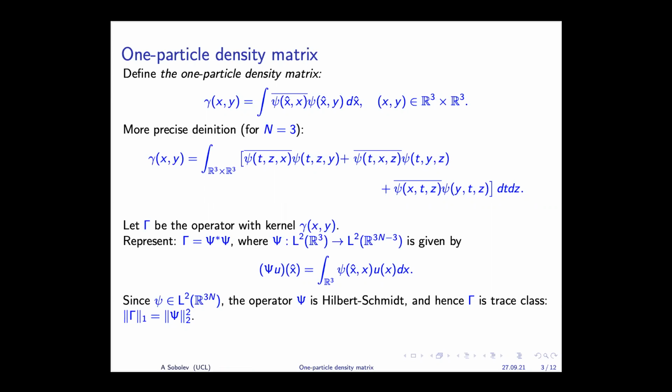So what I'm going to do now, I'm going to study the integral operator, which I denote gamma, with this kernel. So gamma(x, y) will be considered as a kernel. So this is going to be an integral kernel. And I will be interested in spectral properties of this operator.